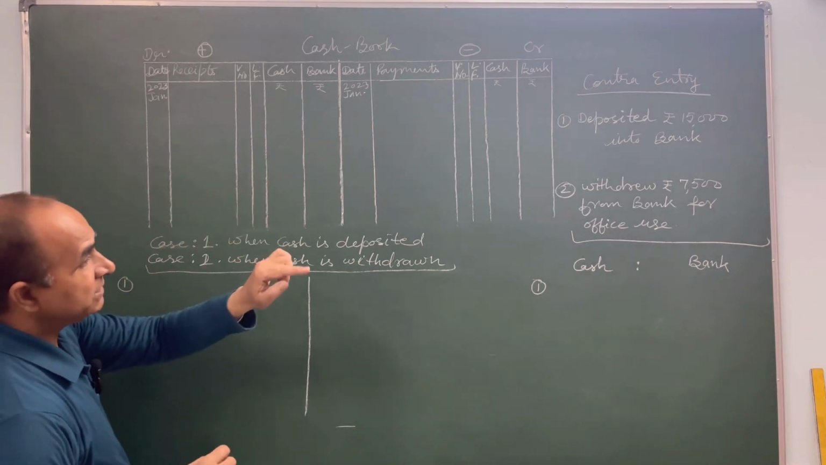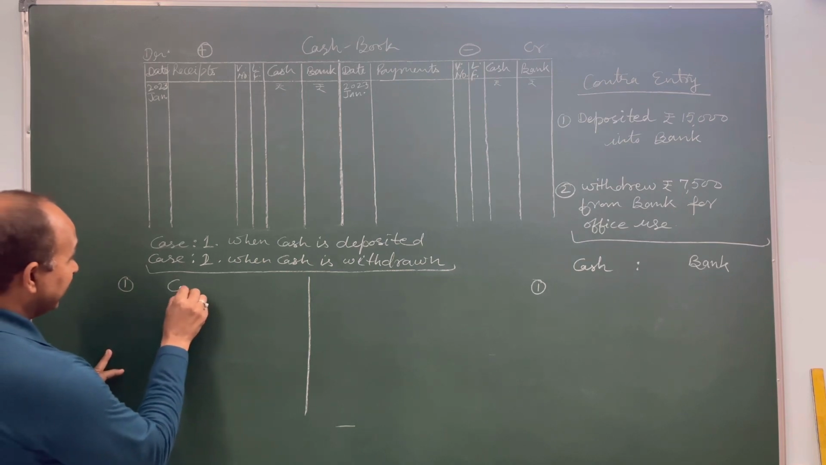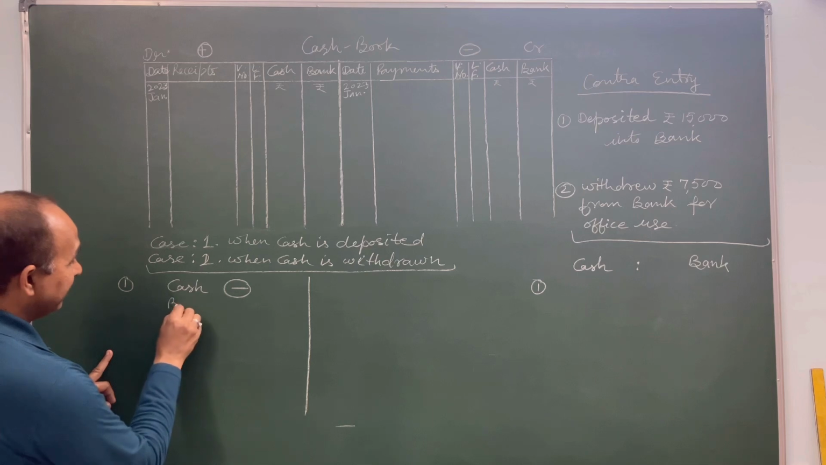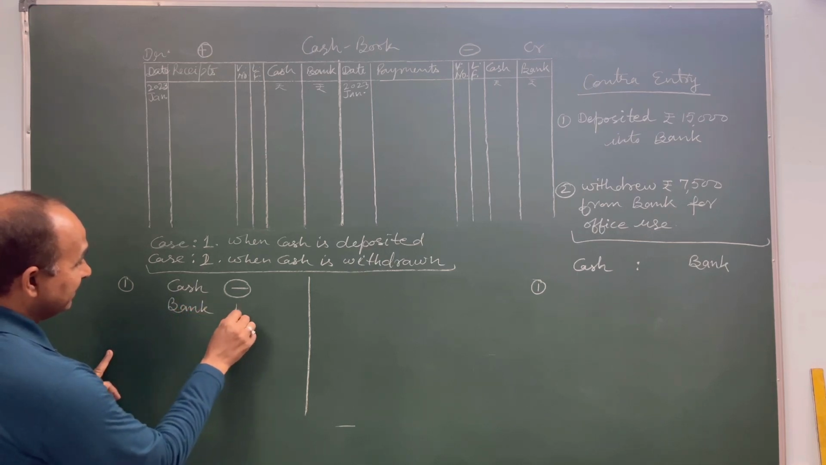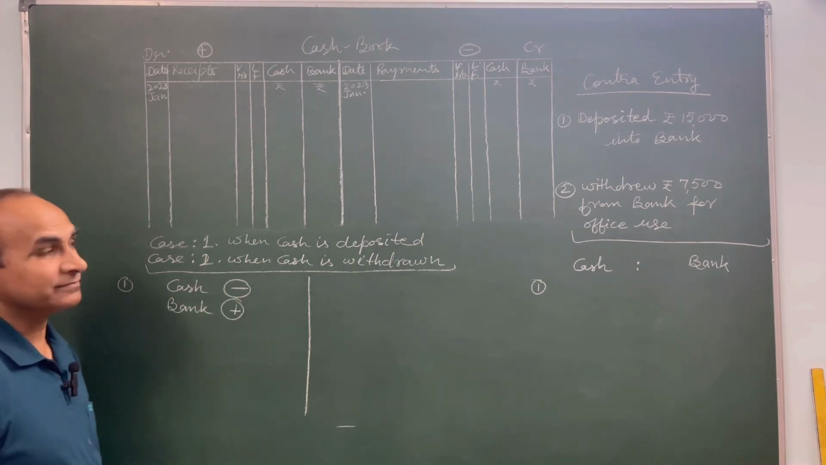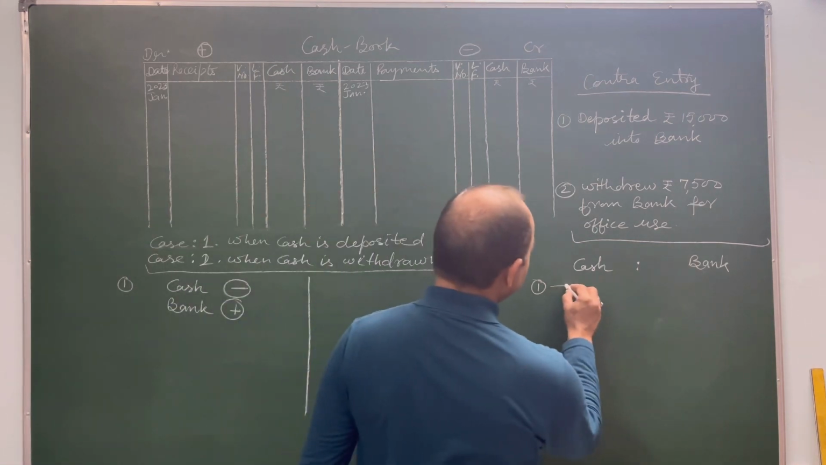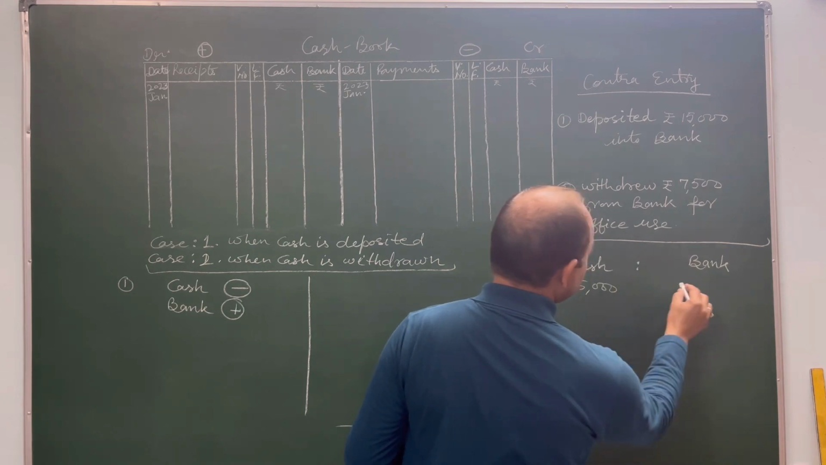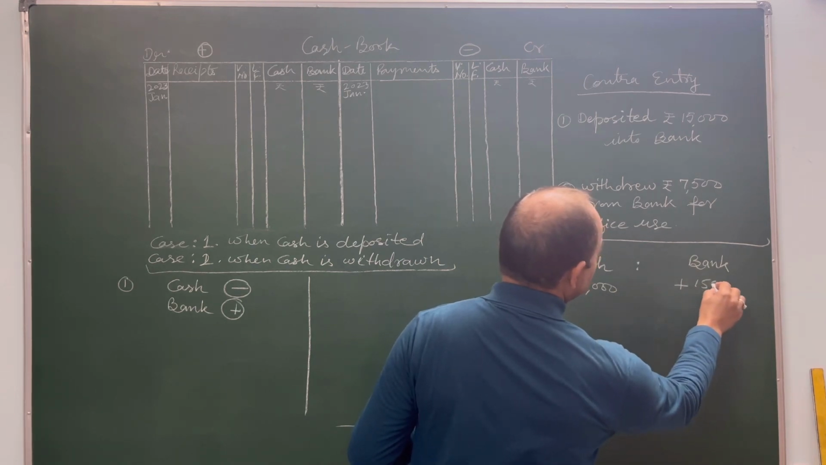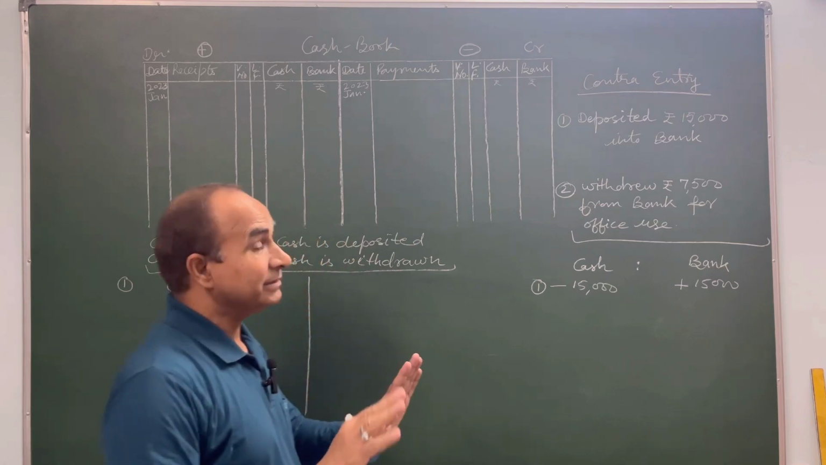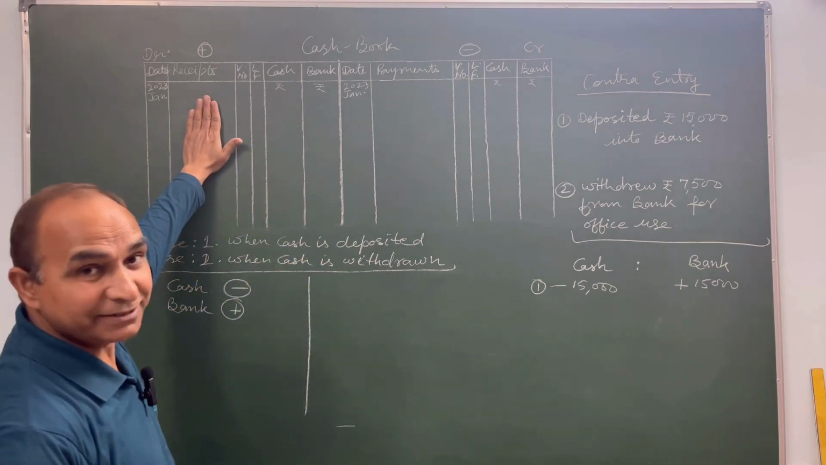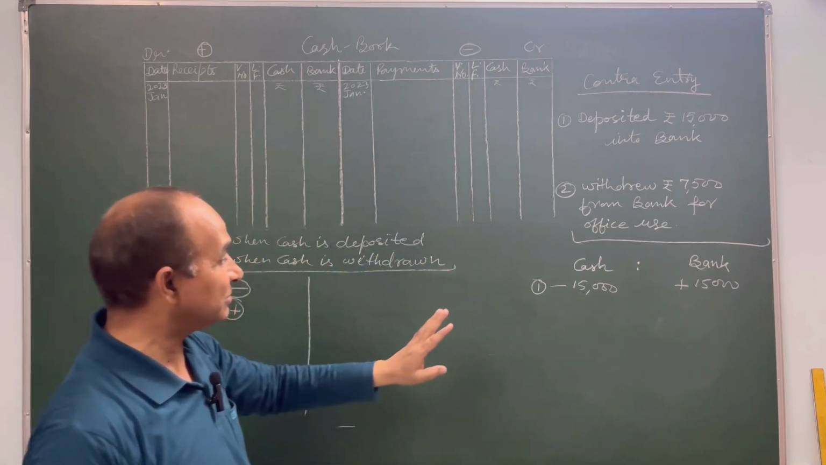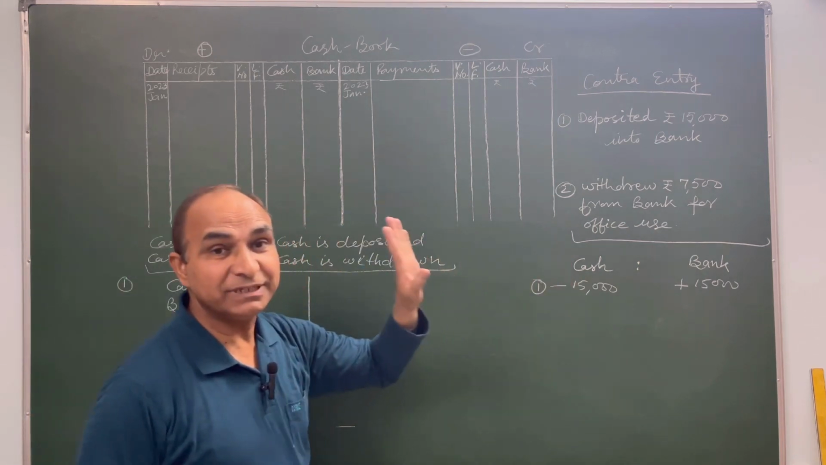We deposited 15,000 into bank, so cash balance is decreasing and bank balance is increasing. See friends, case 1: cash minus 15,000 and bank balance plus 15,000. This is the increasing side, the plus side, and this is the decreasing side, the minus side.